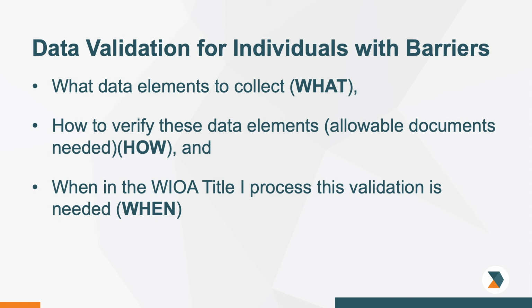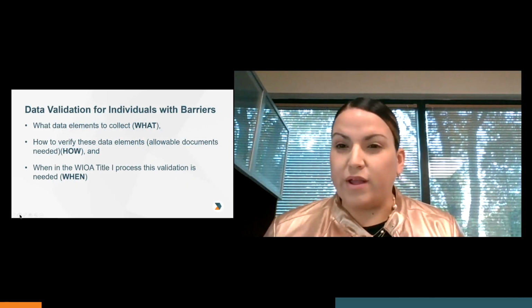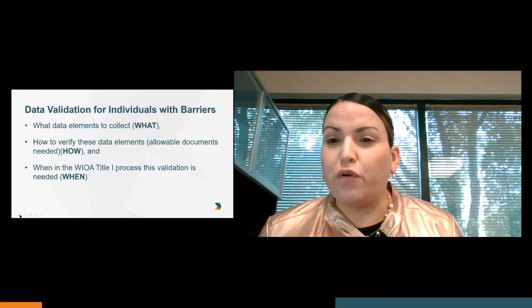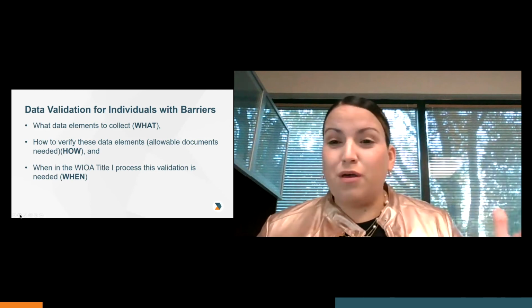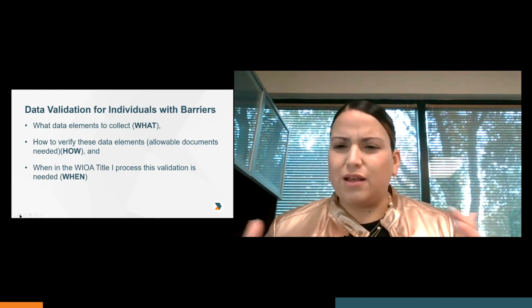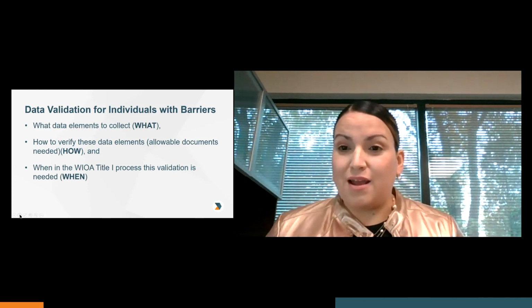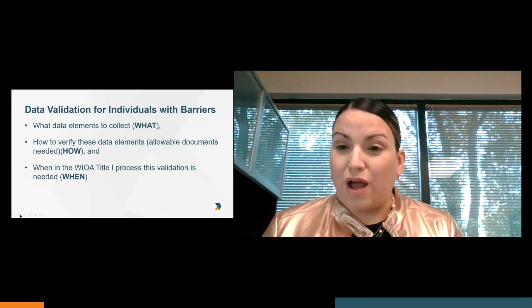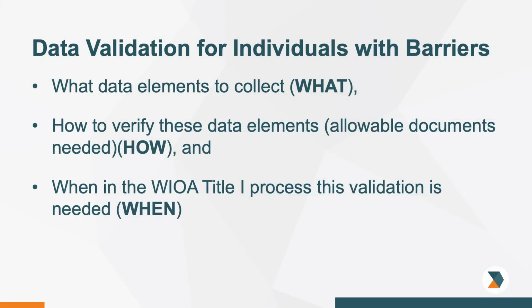What are the allowable documents needed in order for me to accurately and reliably validate these data elements? And we need to know the when. This might sound kind of simple for those of you that have been doing data validation for a long time, but sometimes we just get in the flow of things and forget that when we are gathering this data, our foundation needs to be strong. And for our foundation to be strong, we need to know the elements, the what, the how, and the when to collect this data.